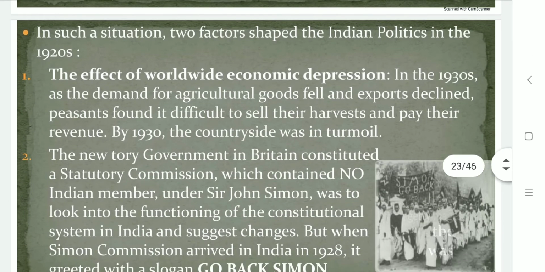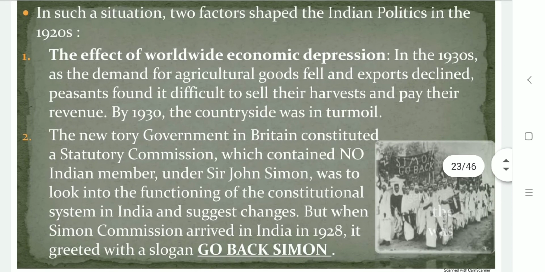In such a situation, two factors shaped Indian politics in the 1920s. There was a worldwide economic depression and it affected India also. In the 1930s, demand for agricultural goods fell and exports declined. Peasants found it difficult to sell their harvest and pay their revenue. By 1930, the countryside was in turmoil.